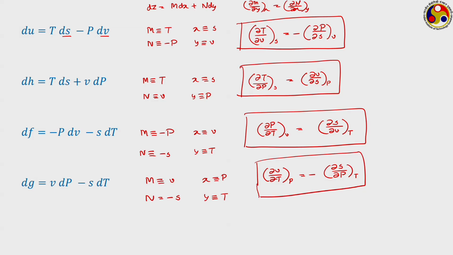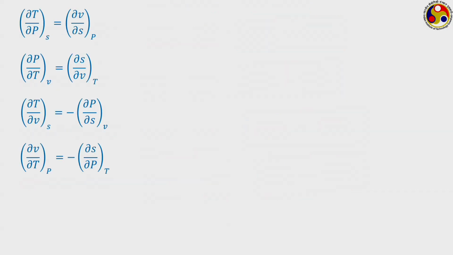These are the 4 Maxwell's equations where we are relating the partial derivatives of these 4 quantities: temperature, pressure, specific volume, and entropy. This is a summarized view, just equations I have organized in a different pattern. So, we have ∂T/∂P at s equal to ∂v/∂s at P, then we have ∂P/∂T at v equal to ∂s/∂v at T, ∂T/∂v at s equal to minus ∂P/∂s at v, and ∂v/∂T at P equal to minus ∂s/∂P at T.